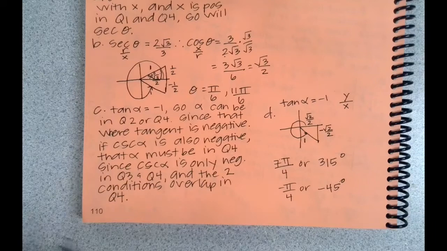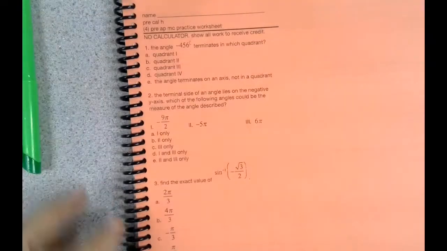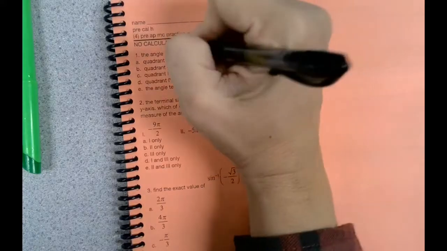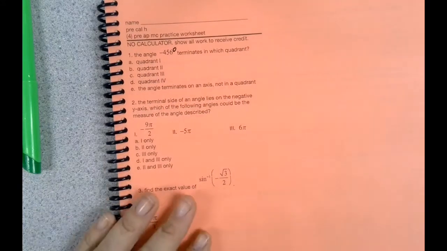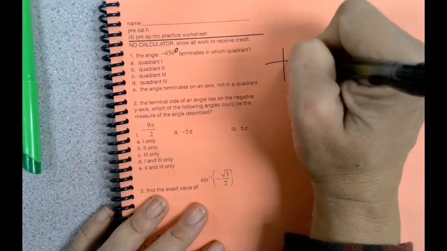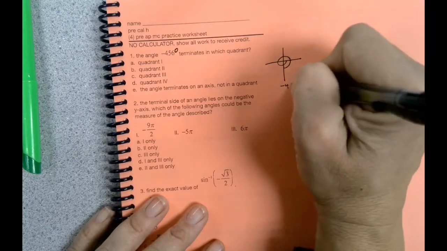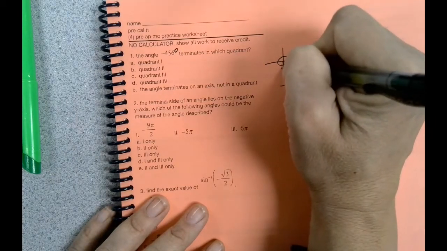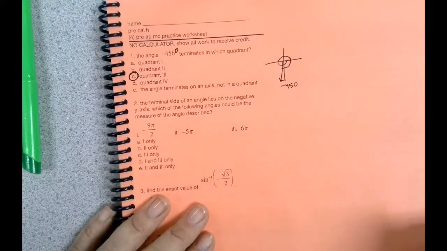Okay, now we're moving on to the multiple choice. So this right here should be a degree symbol. It copied funky. It says the angle -456 degrees terminates in which quadrant. So we're going to go -360, -450, and then it's just a sliver into this quadrant. So that would be quadrant 3. Sure you can get that one.